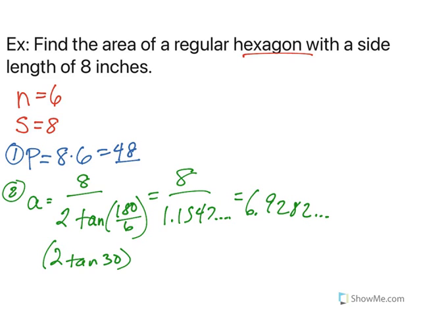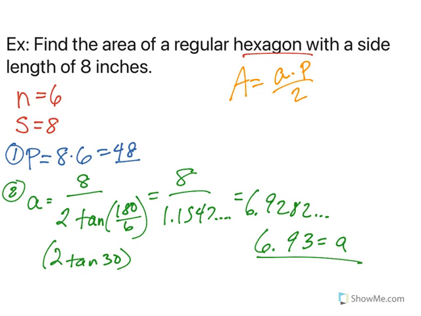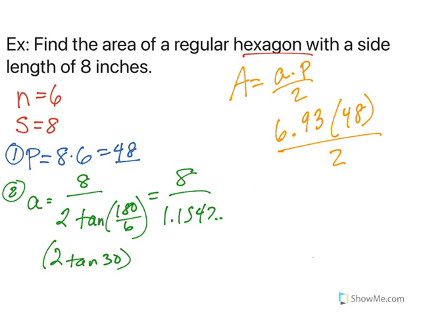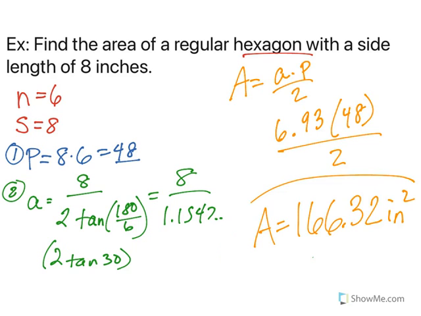If you round at different spots with this, your answer is going to be slightly off, so just keep that in mind. I'm going to round this to 6.93 for my value of A. So to find my area, again, area is the apothem times the perimeter divided by 2. So I'm going to type in 6.93 times 48 divided by 2. That gives me an area of 166.32 inches squared. So the regular hexagon with a side length of 8 inches has an area of 166.32.